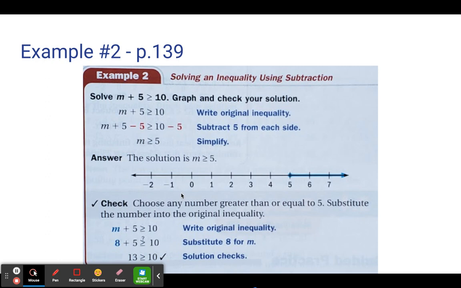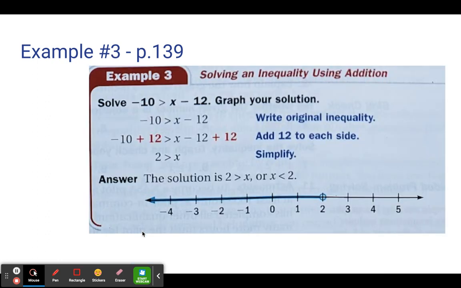Before, remember, we could check our work by plugging our solution back into the problem. We can do the same thing here. So we can just choose a number that's greater than or equal to 5. They chose 8. We could have chosen 6 or 7. That wouldn't have made a difference. So let's see, 8 plus 5 is 13. Is 13 greater than or equal to 10? Sure is. So that helps us feel a little more confident about our solution.